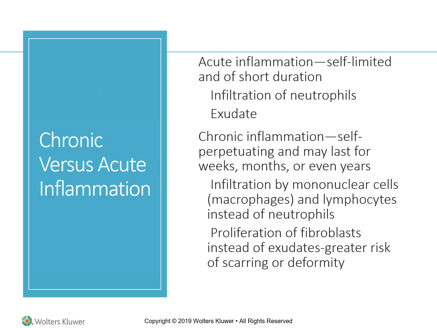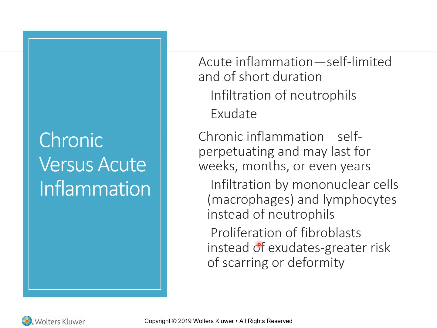So, a little more about chronic versus acute inflammation. Acute inflammation is usually self-limited and of short duration. We get that infiltration of neutrophils and exudates, all of those things that we just talked about with the acute inflammatory process. Chronic inflammation is more self-perpetuating and lasts a lot longer: weeks, months, or even years. We get more infiltration by things like macrophages and lymphocytes instead of neutrophils. Neutrophils are the primary immune cell of acute inflammation, which is a little different in chronic inflammation.